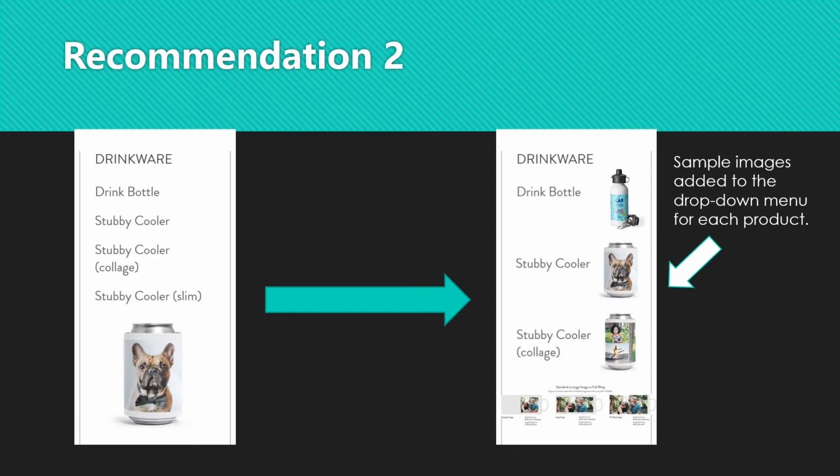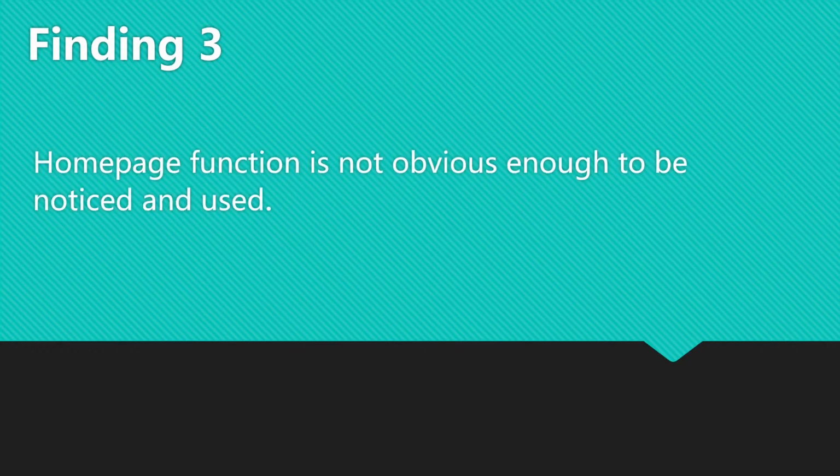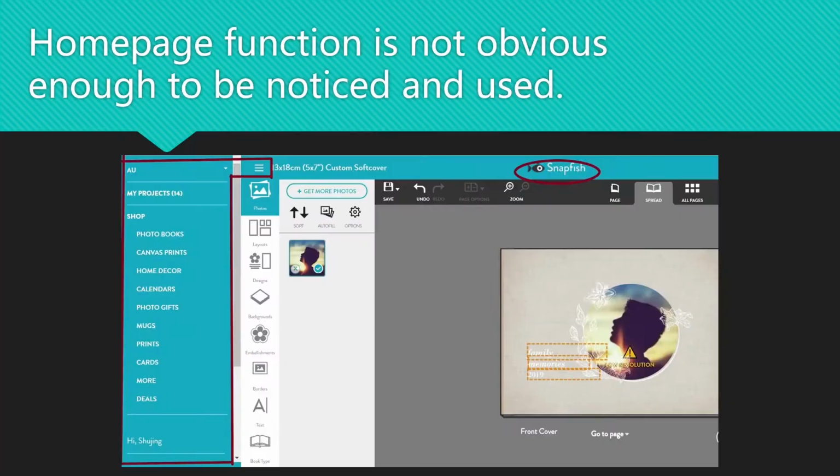and their sizes. Our third finding is that the homepage function is not obvious enough to be noticed and used. The logo on the top middle of the website is a hidden icon to return to the homepage. We observed 3 out of 10 participants use the back function of the browser instead of the website's function to get back to the homepage and start a new project. 6 participants used the side menu on the left and didn't return to the homepage at all.